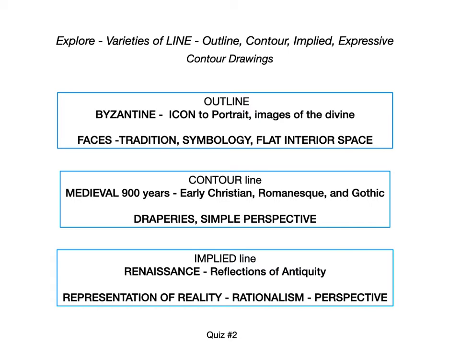Contour line takes us into the medieval period. We have the early Christian, Romanesque, and Gothic, and we see draperies and simple perspective. And lastly, implied line takes us into the Renaissance, where we see representations of reality, rationalism, and perspective.